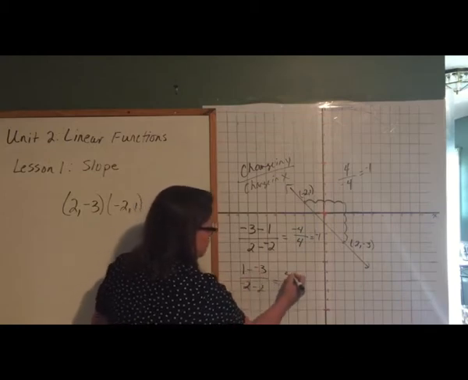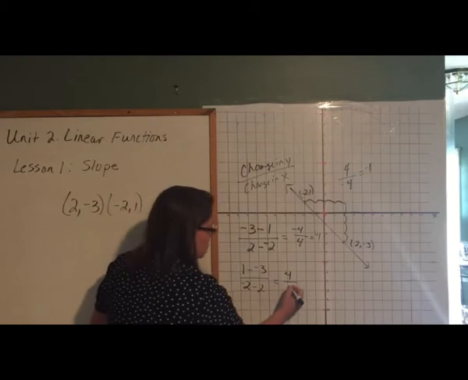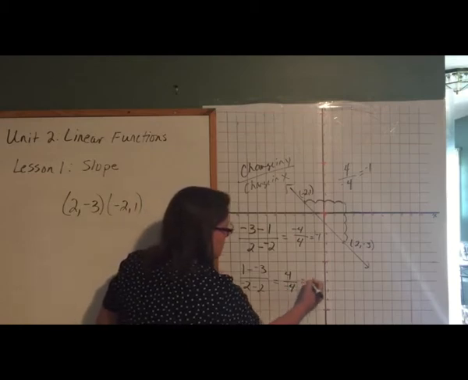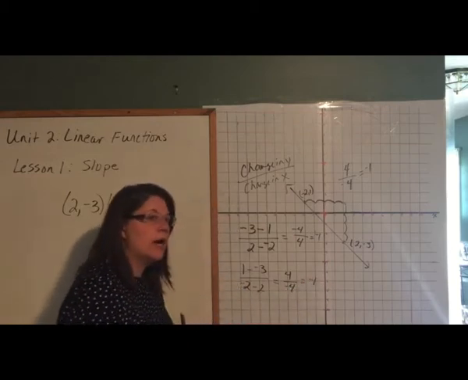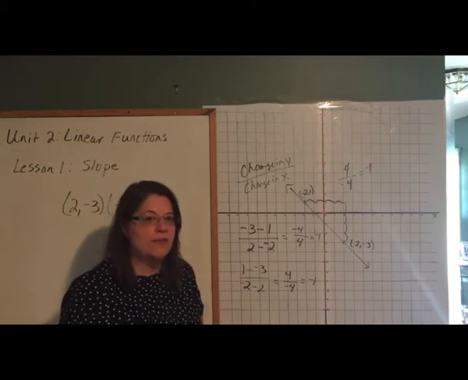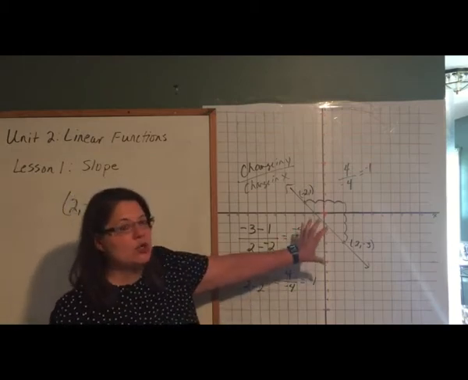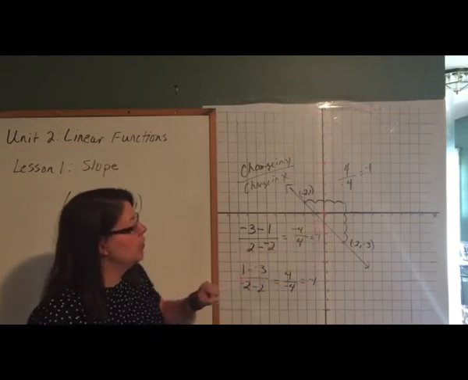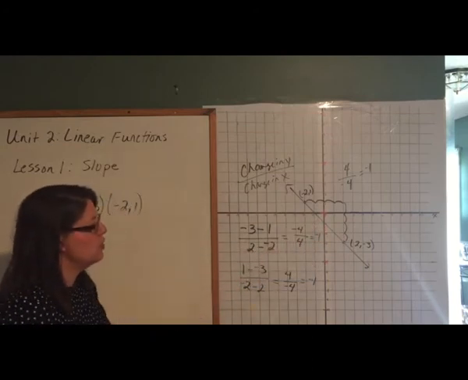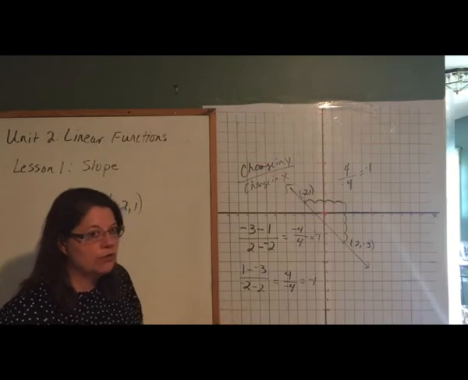1 minus -3 is 4. -2 minus 2 is -4, still leaving me with -1. So there must be a formula that we can use to get slope when it's not real easy to graph your slope on a coordinate system. Now, this shows you why it works, okay?